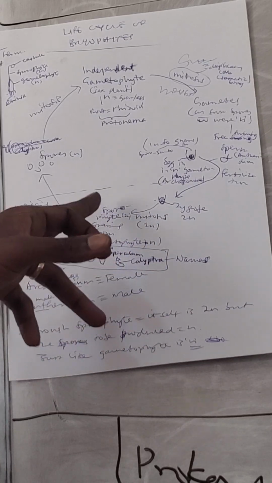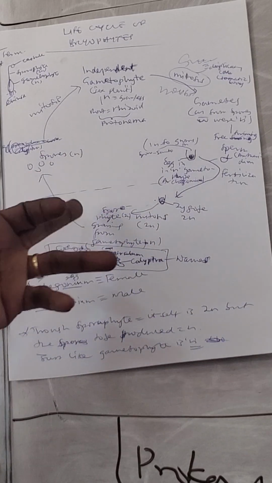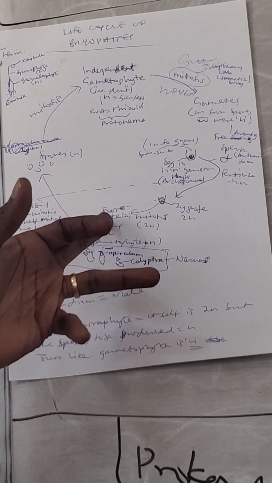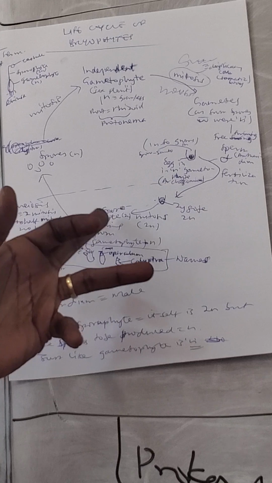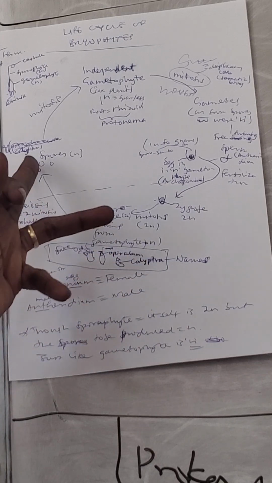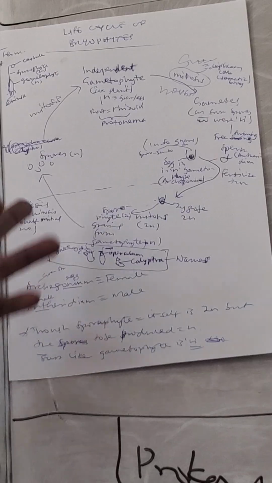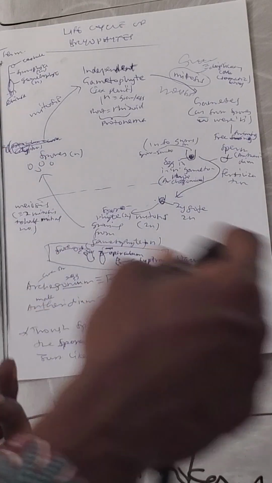Now the sporophyte will also grow, and then it will form what? The spores. The sporophyte is a spore forming plant, so it will form the spores. The spores are more or less like your gametes or your sex cells.